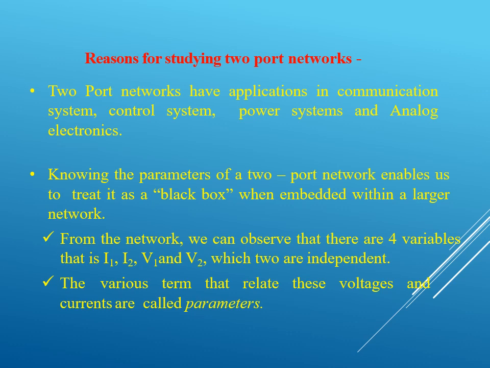Now from the network we can observe that there are four variables: I1, I2, V1 and V2. Here V1 and I1 are the input parameters, where V1 is the input voltage and I1 is the input port current. V2 is the output voltage and I2 is the output port current. In different parameters of the two-port network, two of the variables are dependent and two of these variables are independent. The various terms that relate these voltages and currents are called parameters. We will relate voltage and current with each other using various parameters in the two-port network.